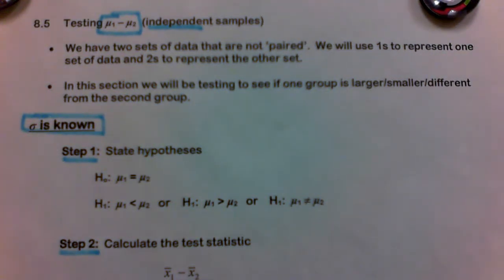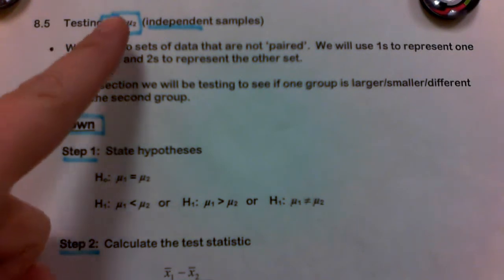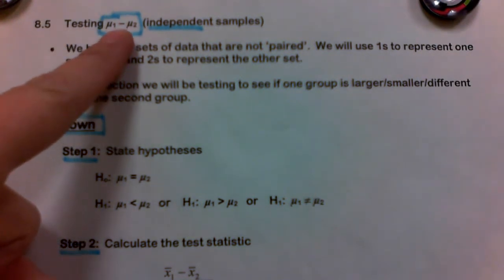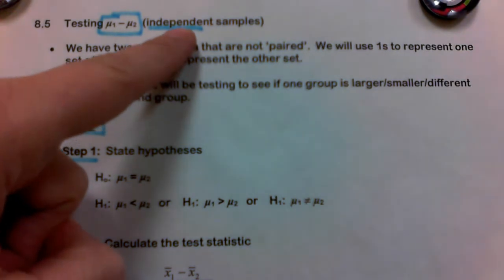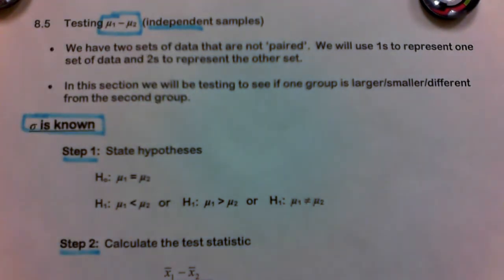In 8.5, we're still doing testing, so guess what? We still do step 1, step 2, step 3, step 4, step 5. The thing that has changed is now we're testing 2 populations instead of 1, and we are only looking at independent samples. So let me show you again what is the same, what is different.